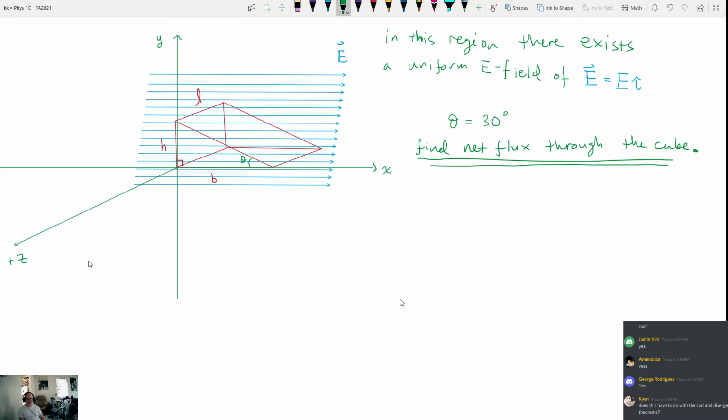I think we have all the dimensions we need there, right? We need this side, but let's leave it undefined because we can define it in terms of the other variables. So theta is 30 degrees. Let's look at this one by one. Let's start off by looking at the back face of the cube right here. So the flux through, we'll call it the left side.